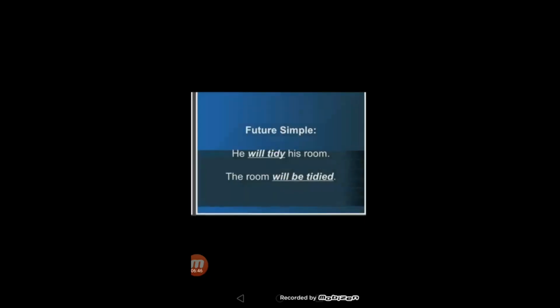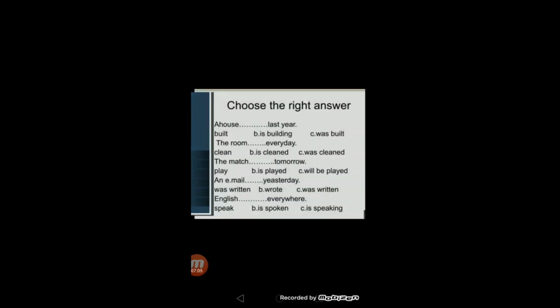The last tense is the future simple with will. In passive, we start with the object, then we use will be plus the past participle of the main verb. Look at this example. He will tidy his room. In passive, the room will be tidied.